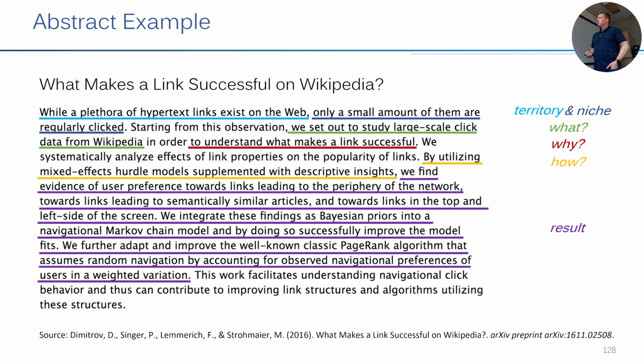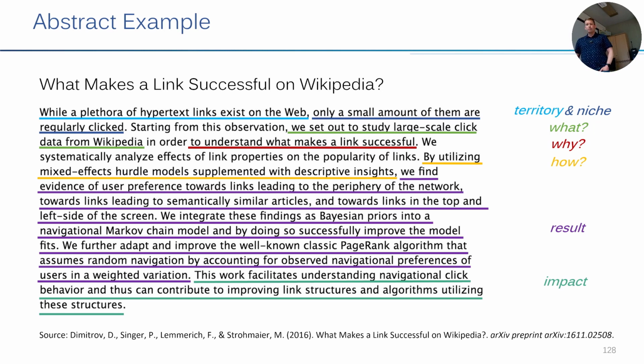The interesting thing is, for some studies, the how we did it portion of the abstract will be longer because there's part of the innovation there already, or at least part of the relevance. In this case, the result is pretty much all that counts. What did we find? What does it mean? And impact. So why is it interesting? Why is it relevant? Why is it significant? Put it there. This work facilitates understanding navigational click behavior and thus can contribute to so much more. Put it there, then people will know whether they should include your paper or not.